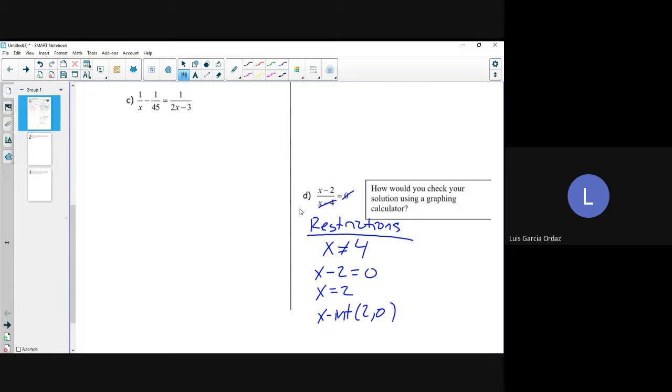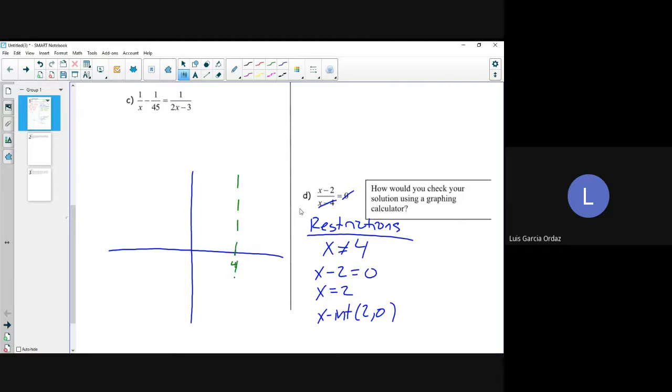So we're going to draw our axes. Does the denominator represent the vertical or horizontal asymptote? Vertical. Let's see, I'm trying to test you guys from yesterday.